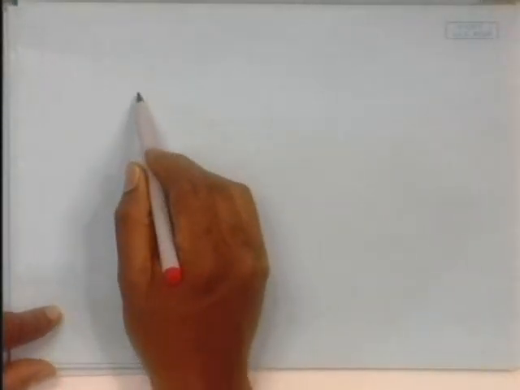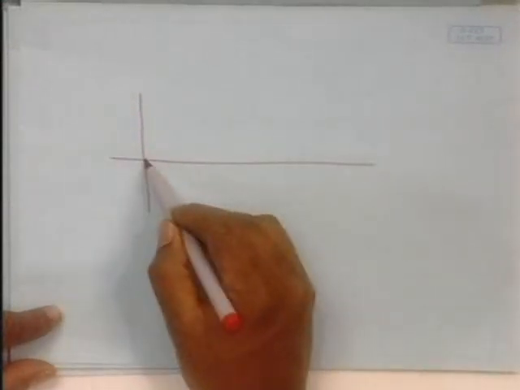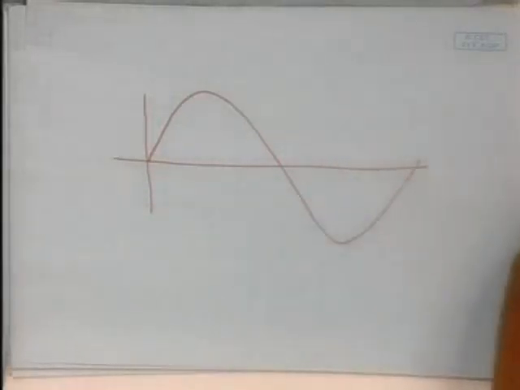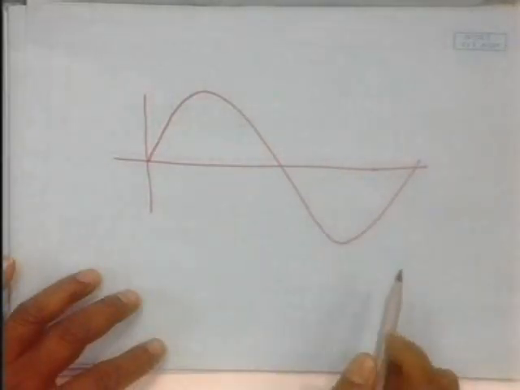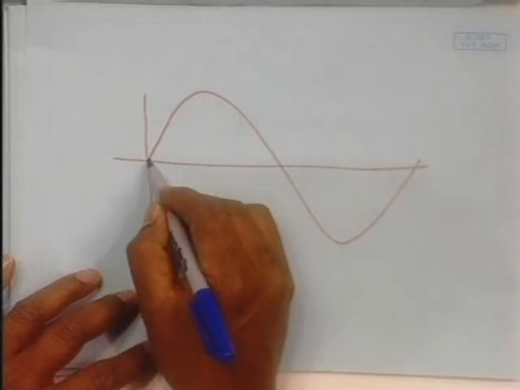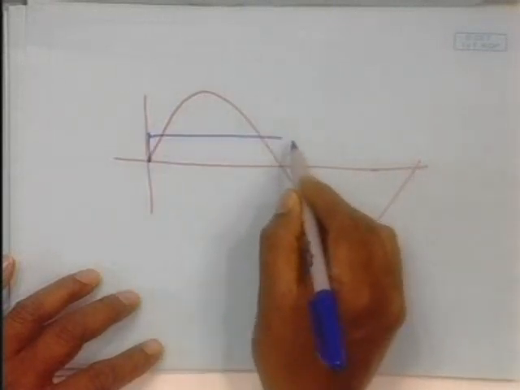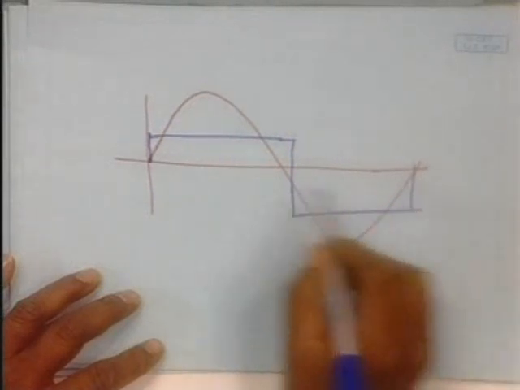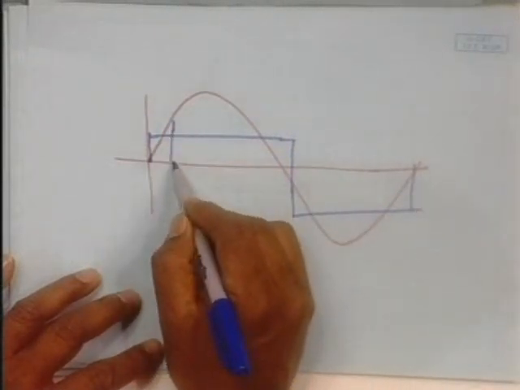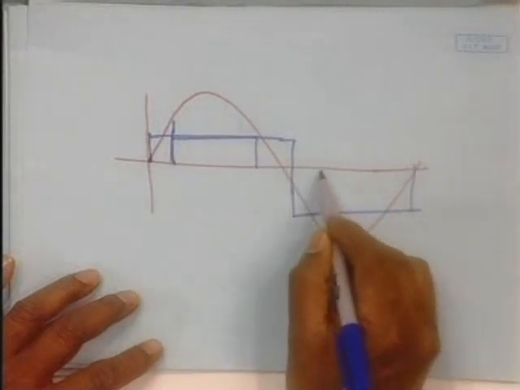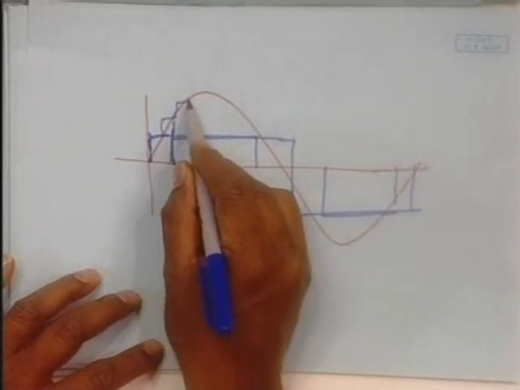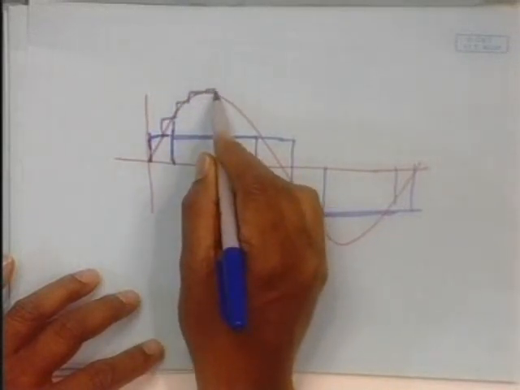Suppose you have a function something like a sine wave. Let us say this is a sine wave. Suppose I want to approximate it by an infinite series of rectangular waves, I can do so. What I will do is take one wave like this, then another wave I can take like this, then another wave like that, so that I can approximate it like this.